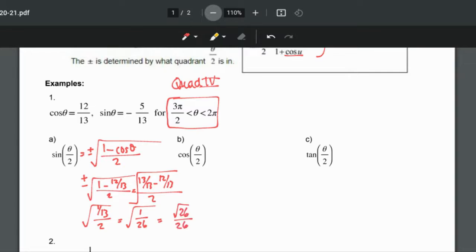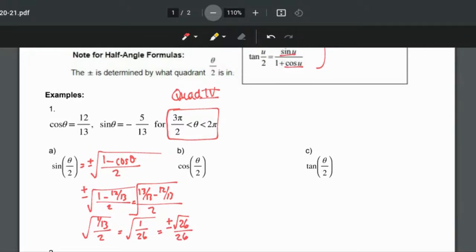Now the question is, do we want to use plus or minus? If you look at this note, it says for half angle formulas, the plus or minus is determined by what quadrant theta over 2 is in. So if you look at quadrant 4, if we were to draw this triangle out, they gave us cosine. Cosine is adjacent over hypotenuse. We could draw a triangle that has 13 as the hypotenuse and 12 as an adjacent side, which means the y-coordinate would be -5. And you could verify that sine really is opposite over hypotenuse, which is -5 over 13. So that's where it is in quadrant 4.